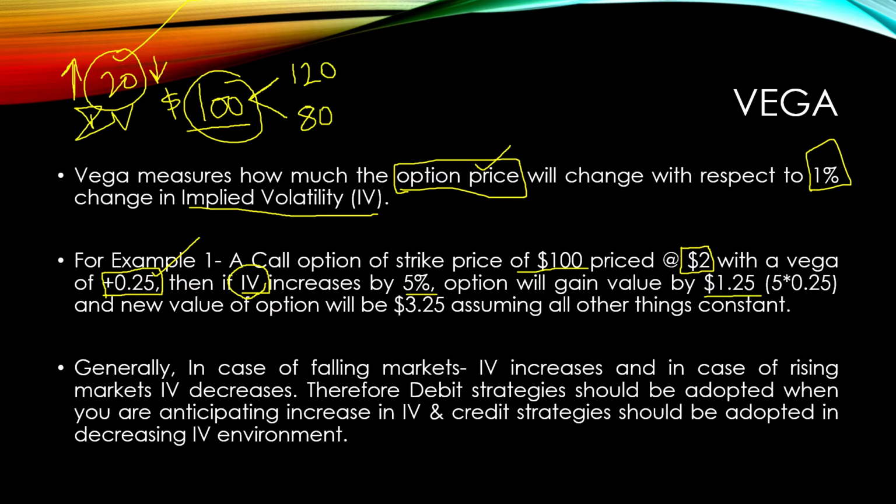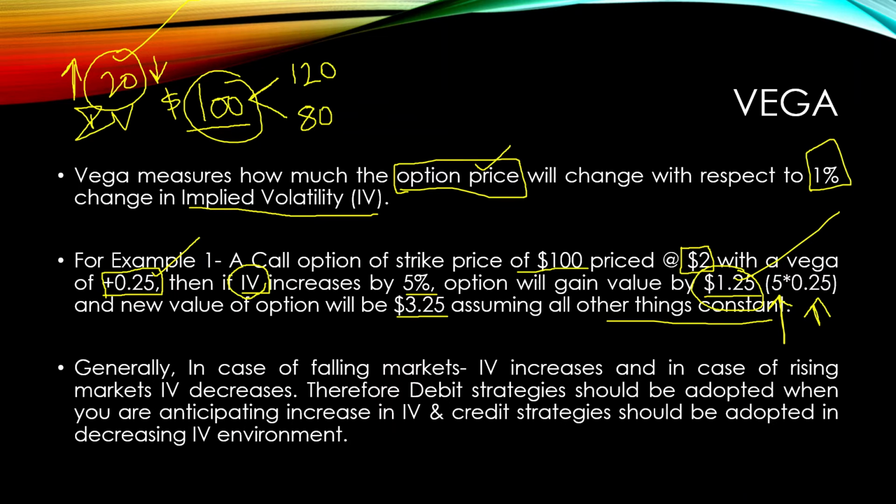How is it calculated? 5% change in IV and 0.25 was the Vega. So the option price should increase by $1.25. So the new value of the option will be $2 plus $1.25, which is $3.25. So if only the IV increases and all the things remain constant, this is the impact of Vega. So this is the example of Vega.